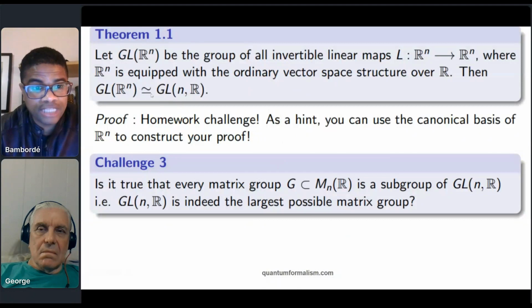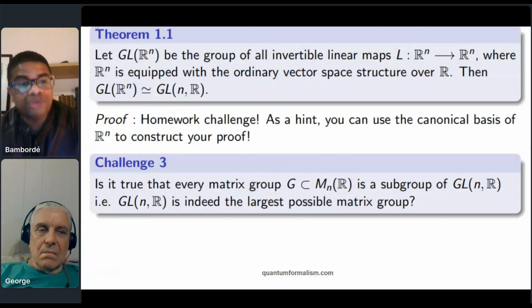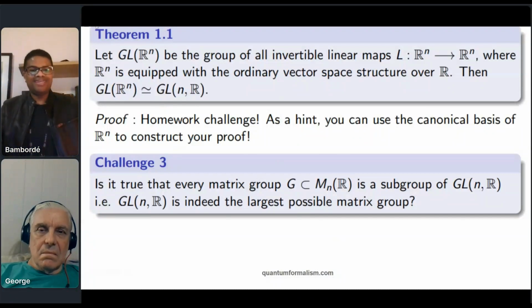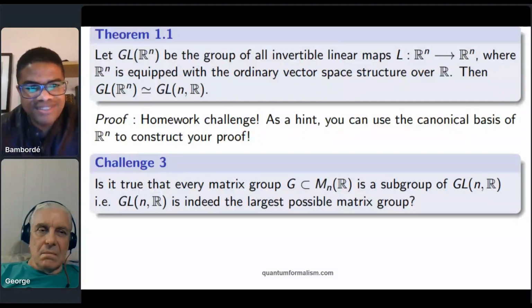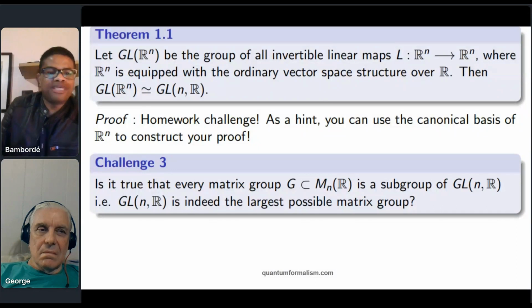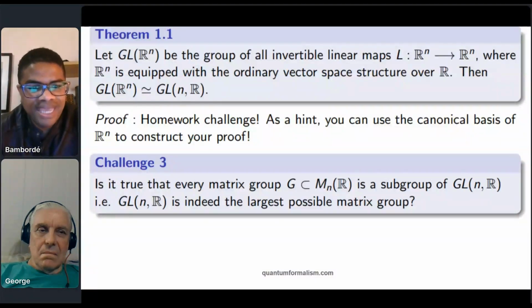This is very interesting. If they are isomorphic, it means there is at least an isomorphism between them. So this is what you need to show. You need to construct an isomorphism. And as a hint, you can use the canonical basis to do this. With a bit of linear algebra, you will be able to prove this.